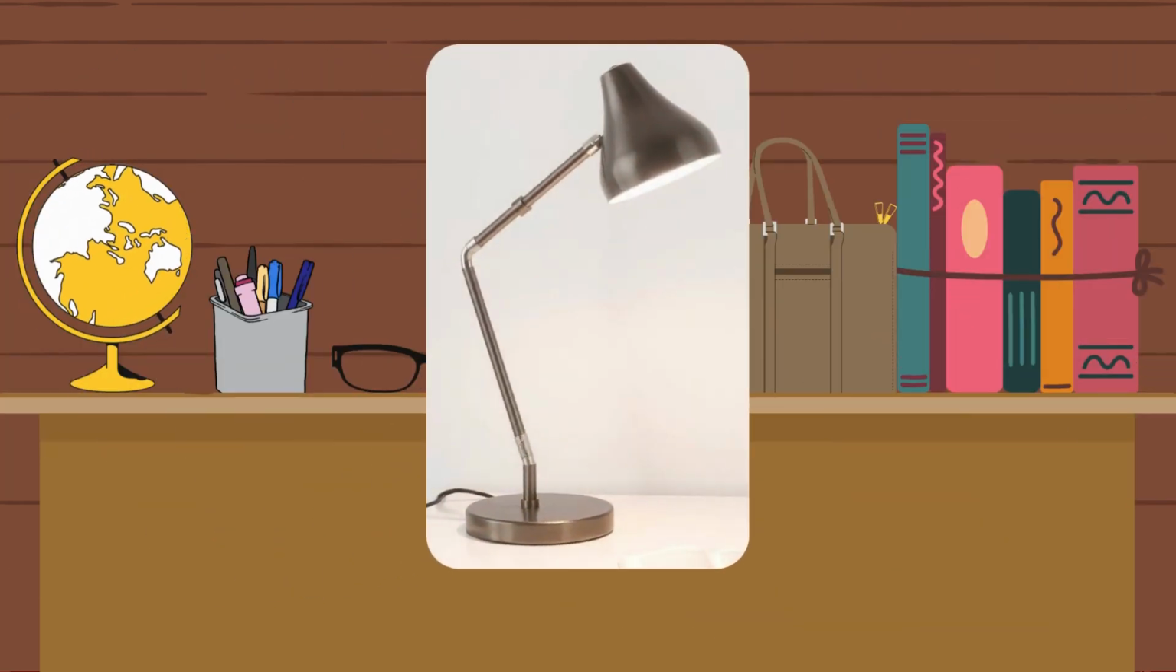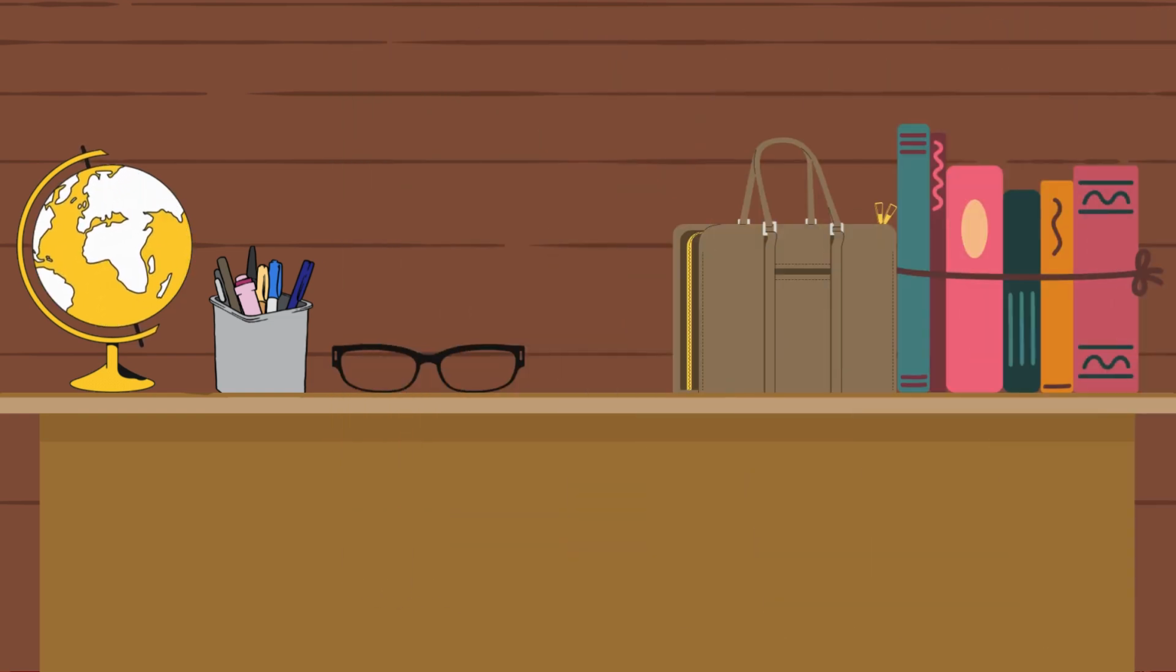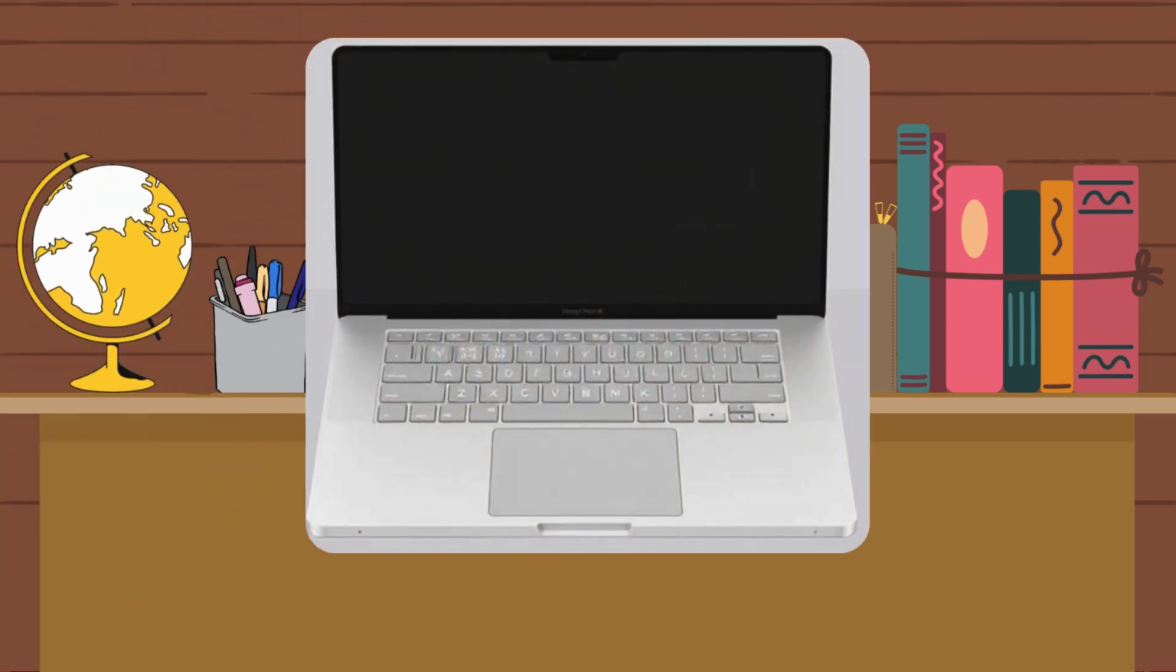What is this? This is a desk lamp. What is this? This is a computer. What is this? This is a desk calendar. What is this? This is a laptop.